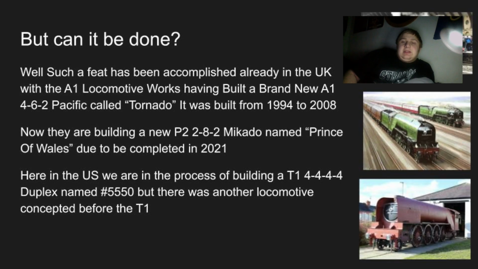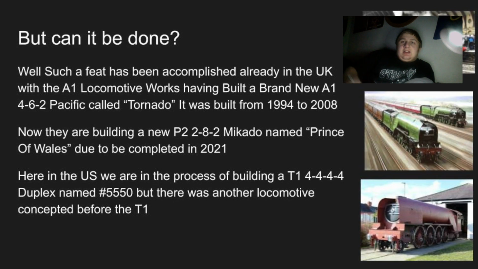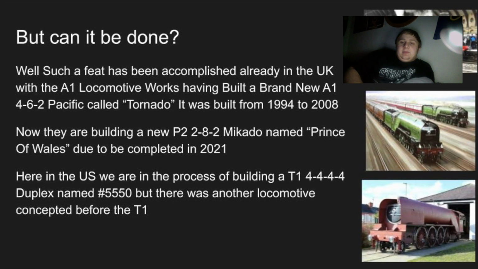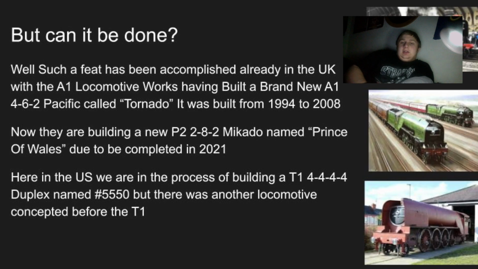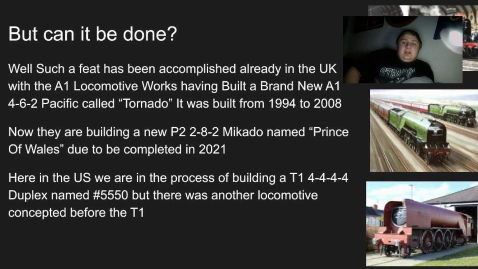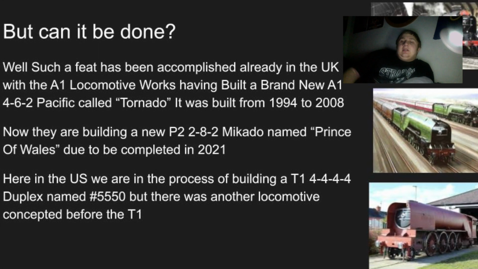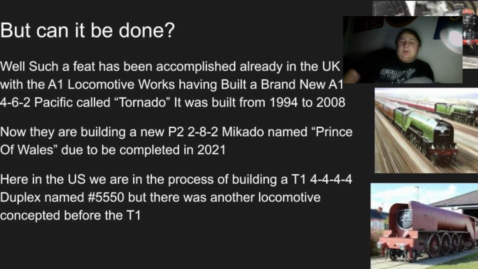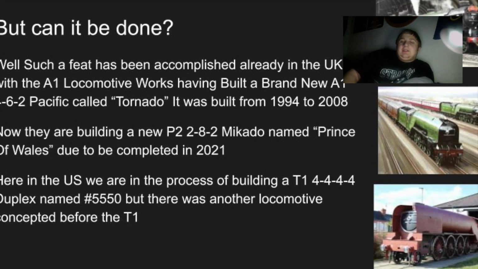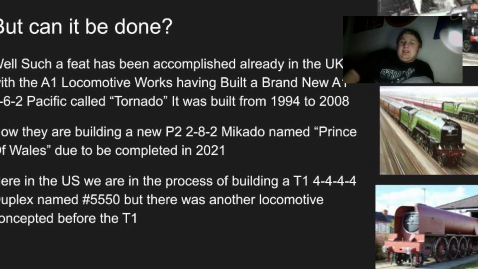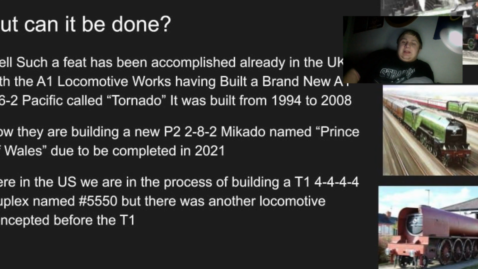But has it been done? Well, I'm glad to say it has been. And that feat was already accomplished by our friends across the pond in Britain. They built from 1994 to 2008, they built Tornado, the 462 Pacific, a brand new mainline steam locomotive. And now they're building another one, a 282 Mikado, nicknamed Prince of Wales. But that's not done yet, it's going to be due next year. But we have had a few projects. We've had a few 440s, that's pretty much it.